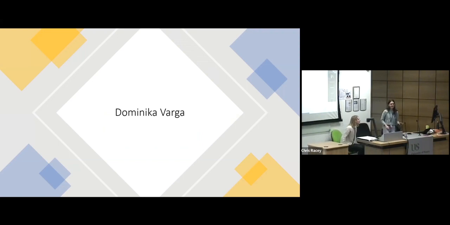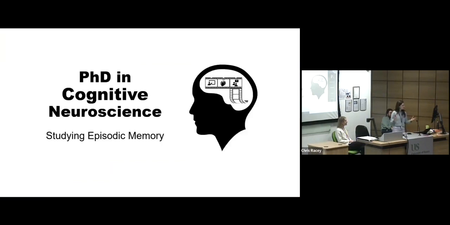Yeah, so hi everybody, I'm Dominika. I'm a second year PhD student in Chris Bird's lab. And I'm just going to give you a brief overview of what it is like to do a PhD in cognitive neuroscience. I'm actually in the School of Psychology, but we do research related to memory, and it's not just the behavioral questions that we are investigating, but also questions related to the brain. So that's how the neuroscience comes in.